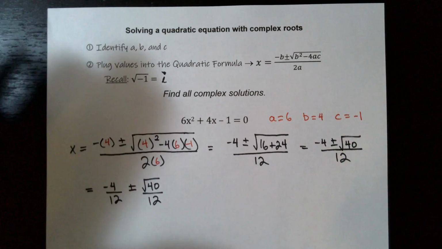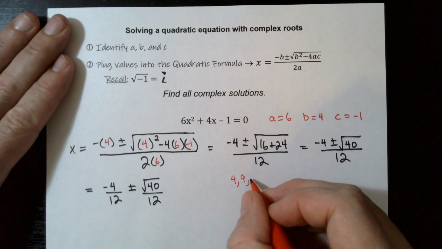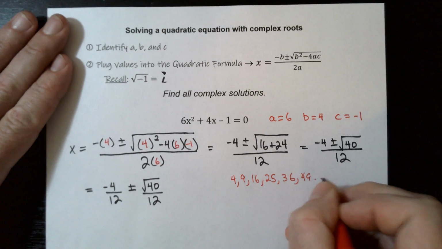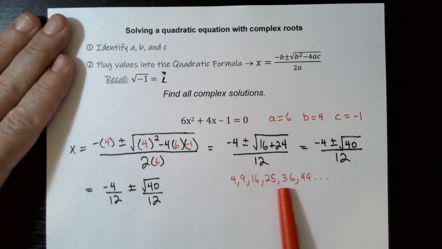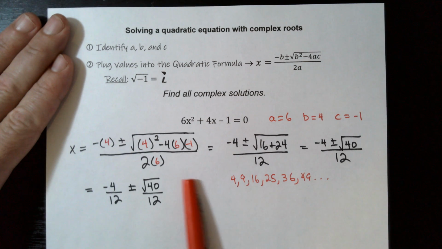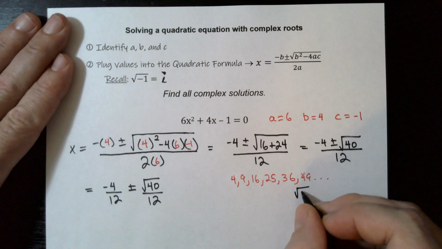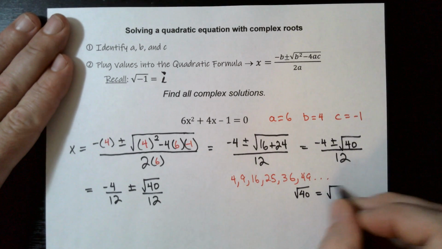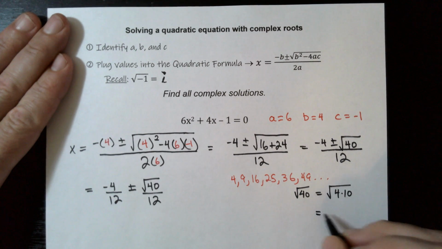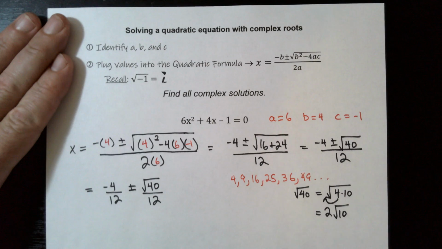Remember your square numbers. Let me write them down real quick. 2 squared is 4, 3 squared is 9, 4 squared is 16, and 25, 36, 49, and so on. Okay, which one of those goes in evenly? Pick the biggest one if there's more than one. Looks like the only one that goes in is 4. 4 times 10 gives you 40. Okay, so the square root of 40 becomes the square root of 4 times 10. You square root the 4 out and it becomes 2 on the outside when it comes out. And what stays underneath? The 10.